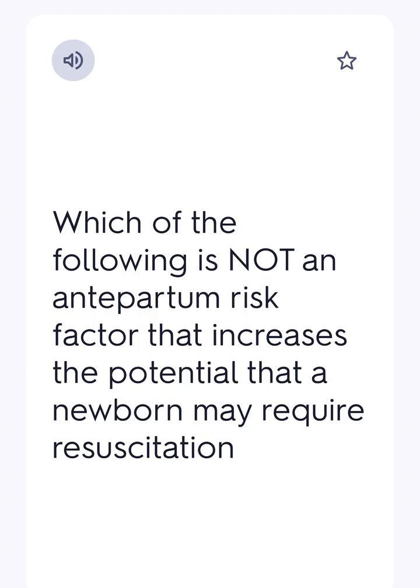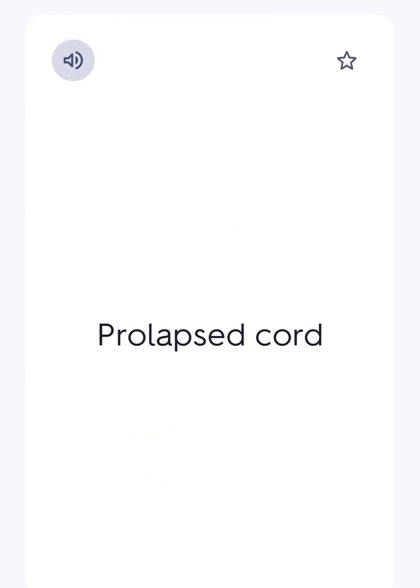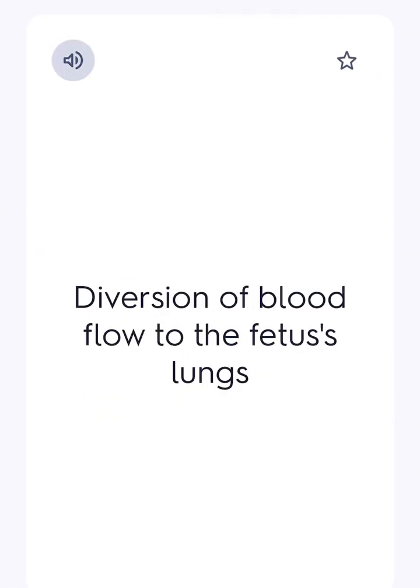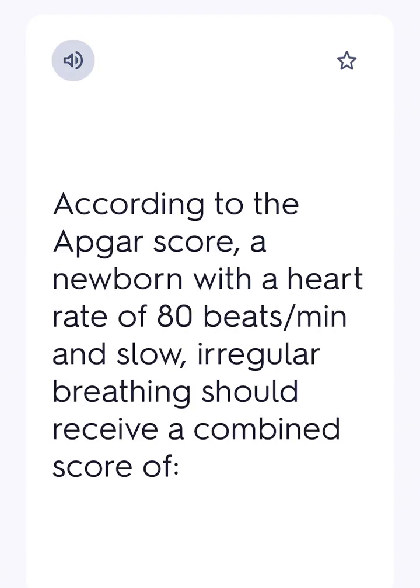Which of the following is not an antepartum risk factor that increases the potential that a newborn may require resuscitation? Prolapsed cord. Which of the following events is a critical part of fetal transition? Diversion of blood flow to the fetus's lungs. According to the Apgar score, a newborn with a heart rate of 80 beats per minute and slow, irregular breathing should receive a combined score of 2.